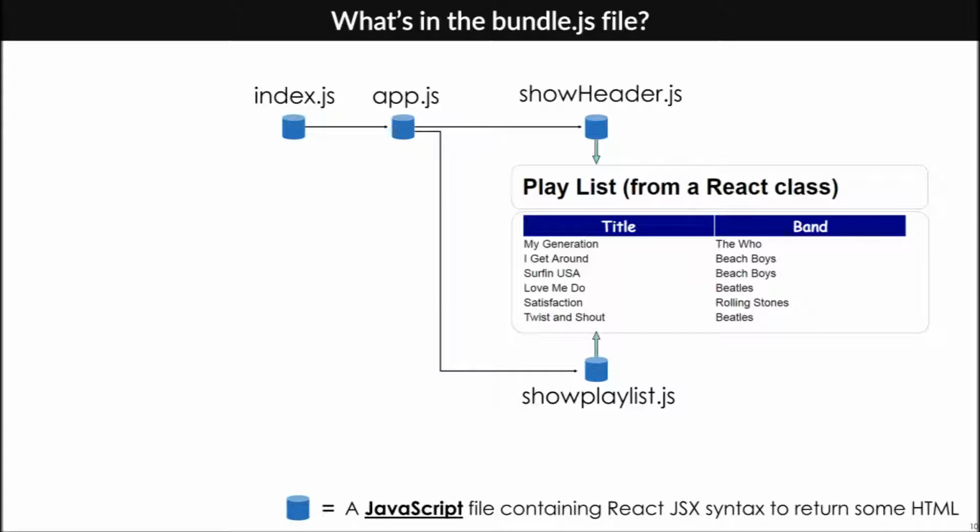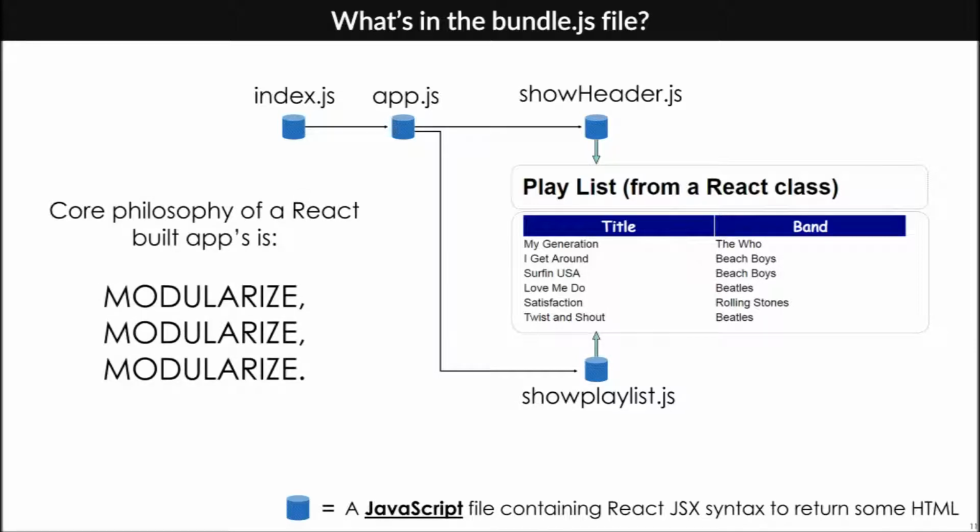So what are those stripy files? As it says at the bottom, it's a JavaScript file containing this special React JSX syntax that returns some HTML. So the key philosophy of React here is to modularize, to build small JavaScript modules that create the HTML for different parts of your web page.